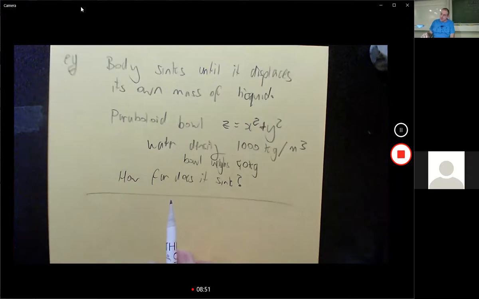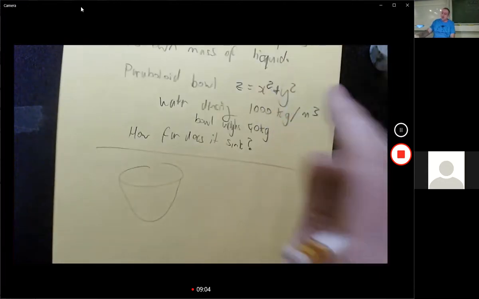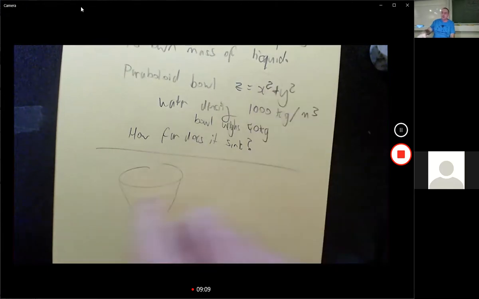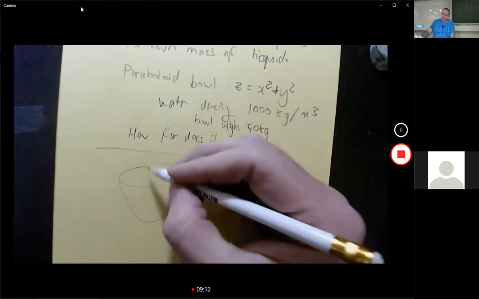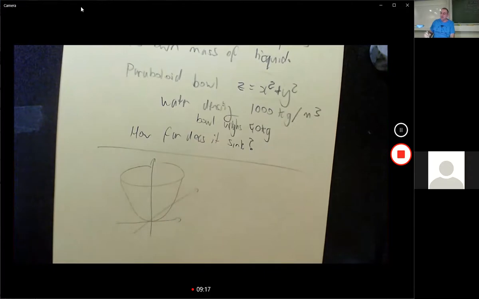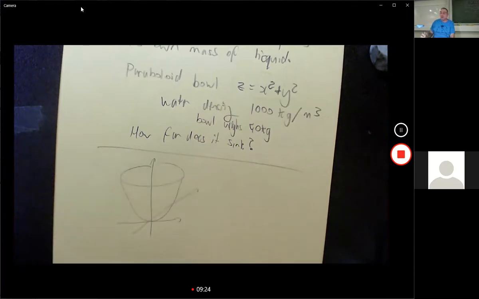So I need to figure out, all right, I know what this looks like. It looks like that. It's a parabola, because z equals x squared would be a parabola, and then I've rotated it around this way. And then the bowl will sink into the water, which would be the same as saying that the water rises.